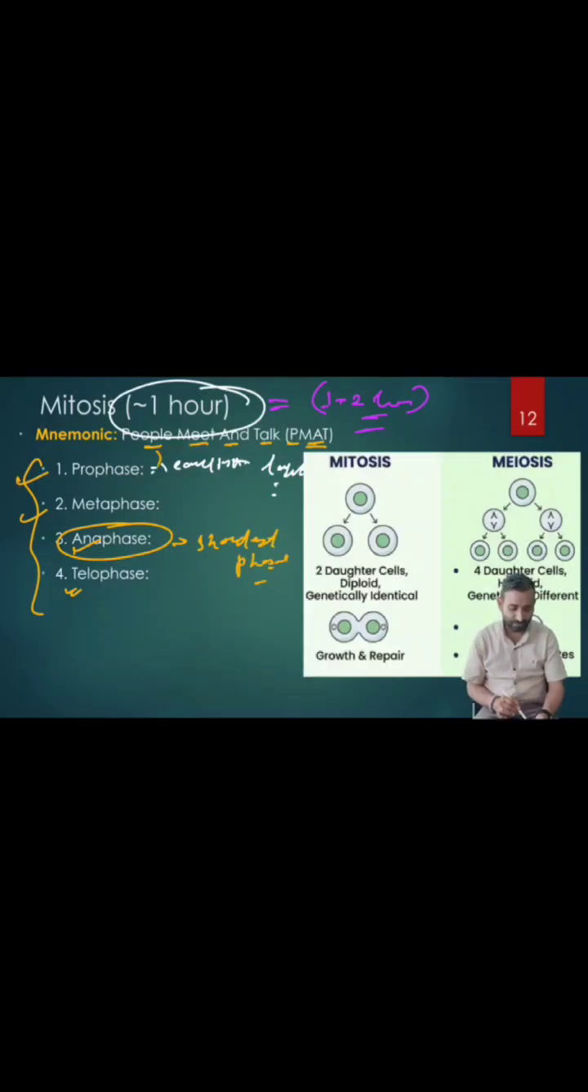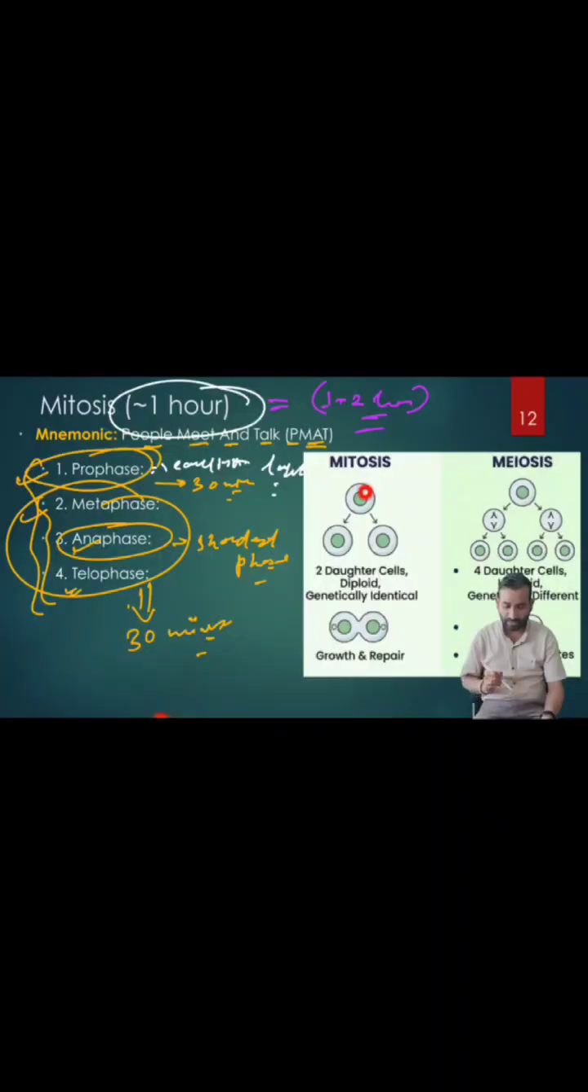Prophase takes about 30 minutes, and the remaining phases take about 30 minutes together. So mitosis completes in four stages: prophase, metaphase, anaphase, and telophase. That is people meet and talk, PMAT. Mitosis forms two daughter cells from a mother cell, which are diploid and genetically identical, so they are involved in growth and repair. Meiosis we will discuss in the next class.